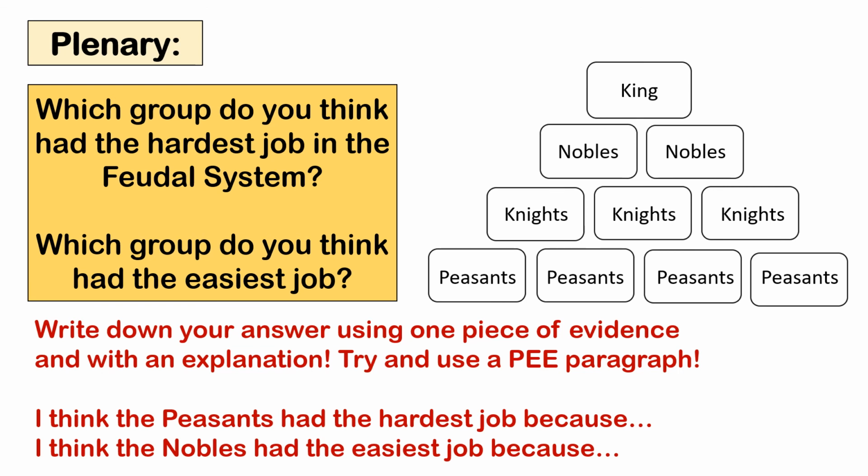And then when you've done that one, what I want you to do is write another P paragraph, which is which group do you think had the easiest job? And again, your sentence starter that you can use, I think the nobles had the easiest job because. The most important thing here, year 7, is remembering to use that P structure that we did for the essay on William of Normandy.